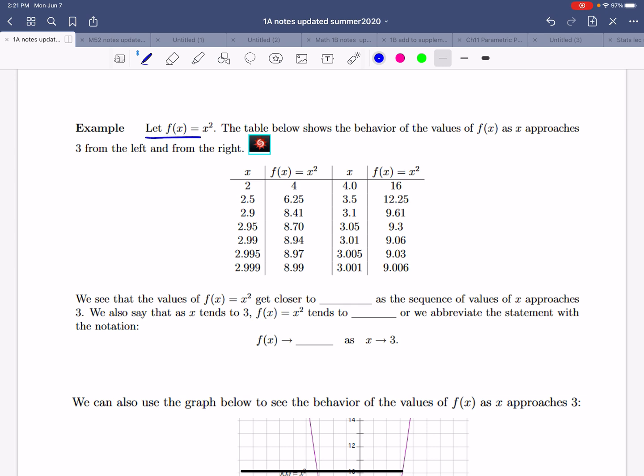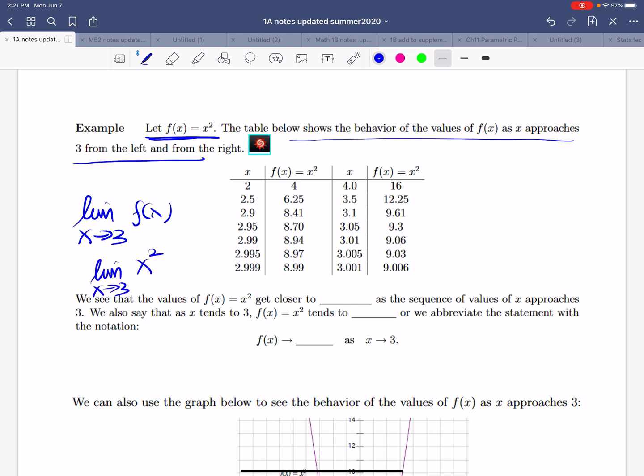So here's an example. f of x is x squared. The table below shows the behavior of f of x as x approaches 3. So we are trying to evaluate the limit as x approaches 3 of f of x, or we can say the limit as x approaches 3 of x squared. As x is getting really close to 3, what's happening to the y values? So we pick several values on the left hand side of 3. We start with 2, 2.5, 2.9, 2.95, 2.99, 2.995, and 2.999. And the same way we pick the values on the right hand side of 3.